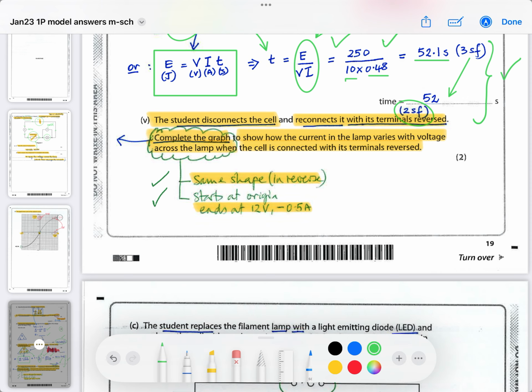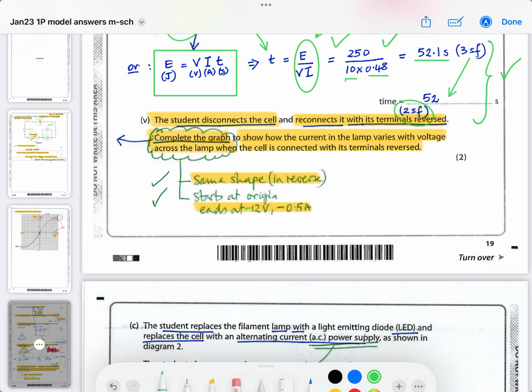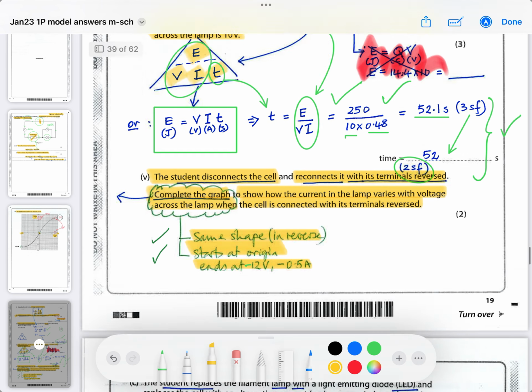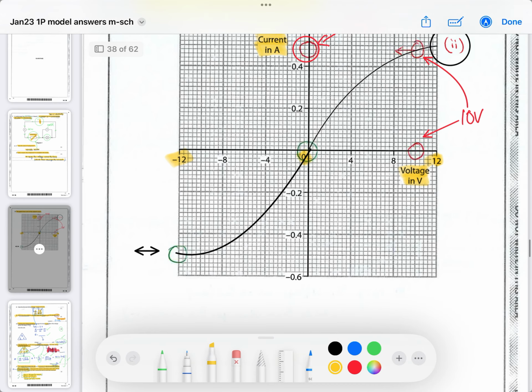So that should say minus 12 volts. So both of these are minus, and the other thing you've got to be aware of is that they both start at the origin, and you see the way I did it. Yeah, I started at the origin, okay? So I've started at the origin, I've gone exactly the same shape, and I finished in the same position, okay? So I think mine is accurate enough to get the 2 marks.